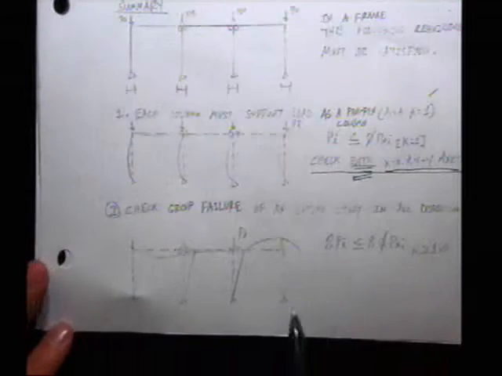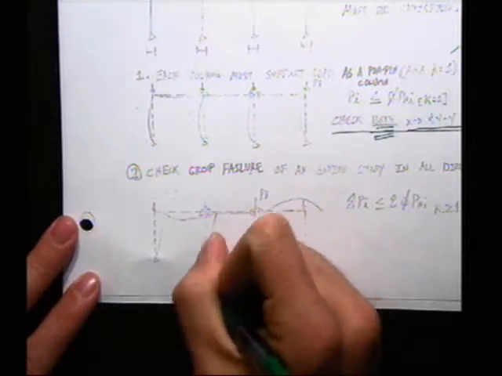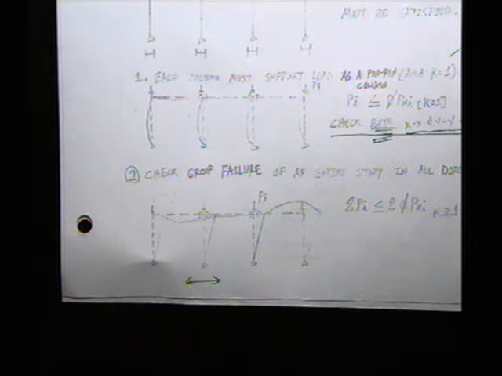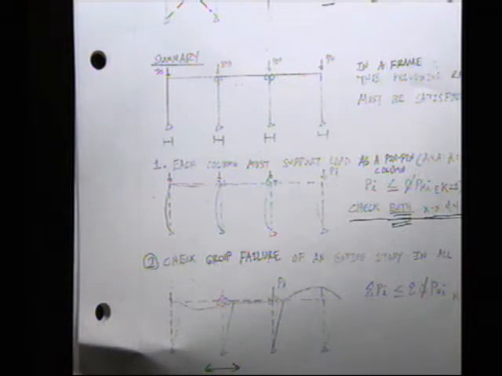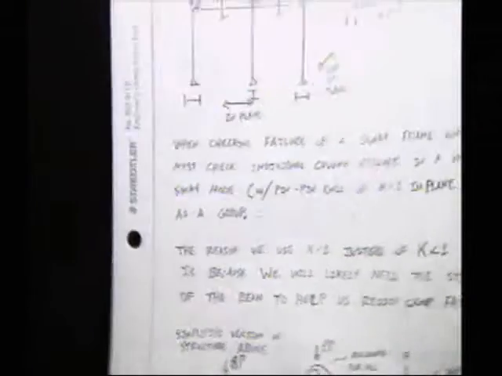Now, when we check things as a group, we typically check them in a plane. We would say this whole plane has a certain sway capacity, a group capacity. Are there any questions before we head on? No. Okay, so let's go back to our other handout.